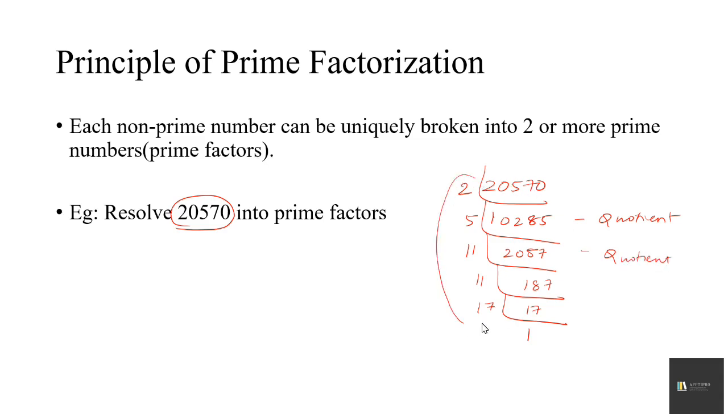Whereas these are all the prime factors of this number. So what are the prime factors of 20,570? They are 2, 5, 11, 11 and 17. So a non-prime number can be broken into a product of prime numbers.